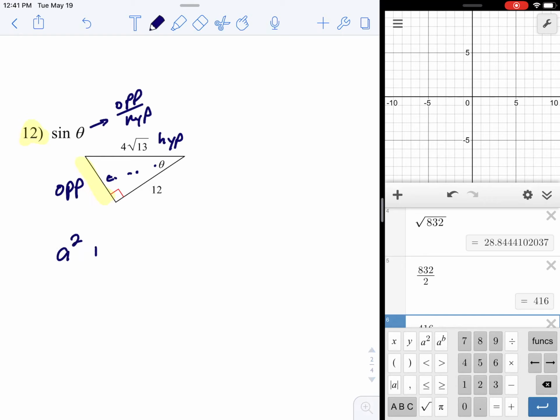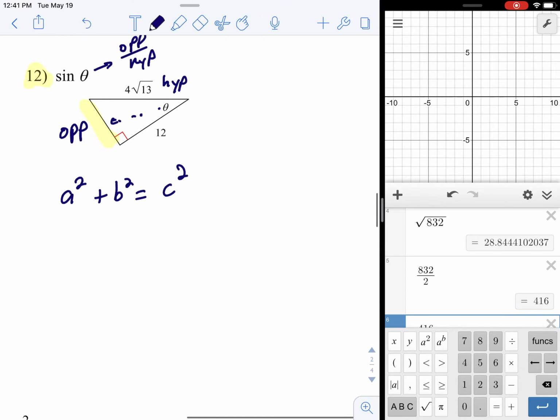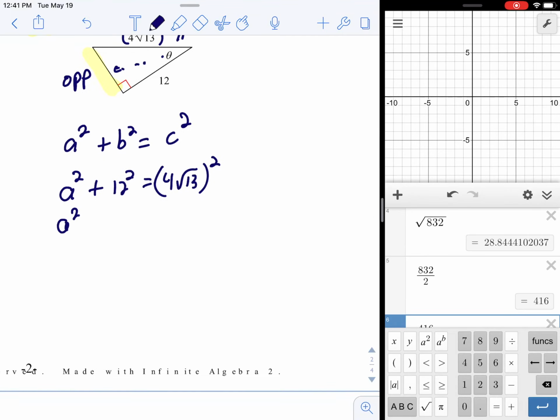So once again, we have to do a squared plus b squared equals c squared. So the opposite I'll leave as a squared. B squared is going to be 12 squared equals c squared. So now I have to take this and square it. So what's going to happen here? A squared plus 12 squared. 12 squared is 144. Use a calculator if you need to.